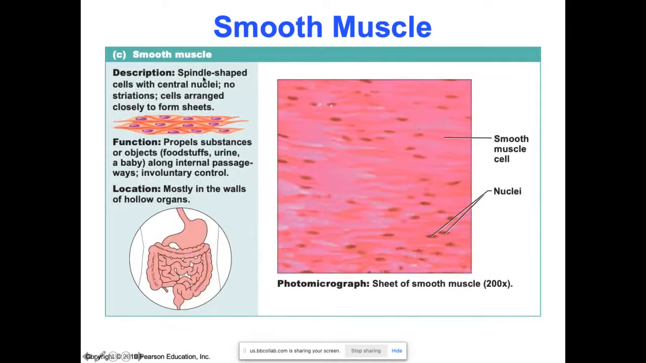Smooth muscle looks smooth. You see they're spindle-shaped with central nuclei. There are no striations here. And these are found in the organs, most of your organs, including the uterus and the intestines, the colon, the stomach, the esophagus, the uterus.